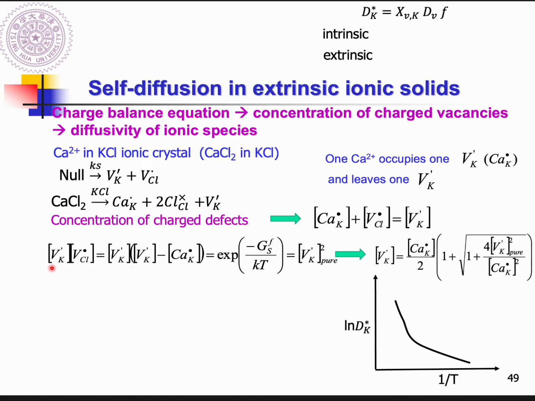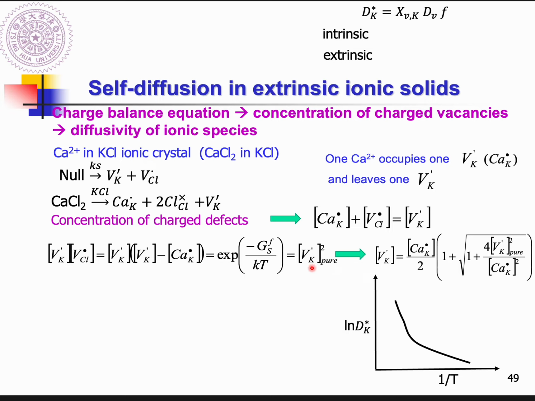Before dopant, the VK prime square, pure means before dopant. The VK prime square will be equal to after dopant VK times VCl. This idea you actually learn from the semiconductor industry. You know the Ni square in the charge carrier, the charge carrier Ni before dope.